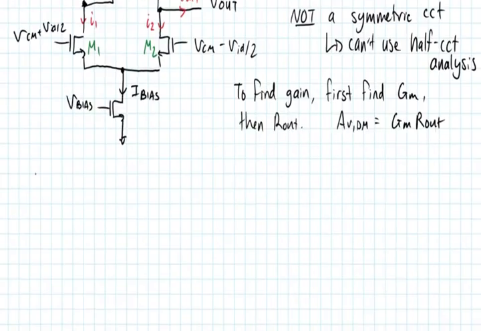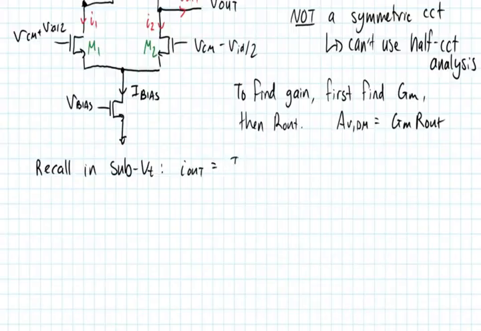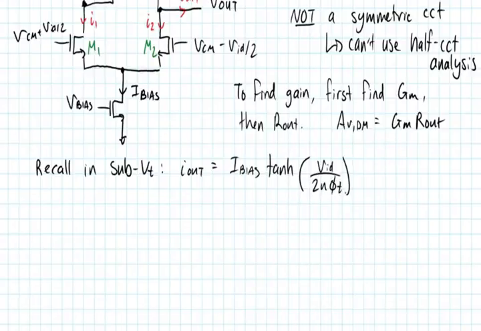So we can recall that in subthreshold, I out, and this is the large signal behavior, is Ibias times the tanh of VID over 2 n phi t. Now this was the large signal circuit. Let me just make a note here. This is large signal.